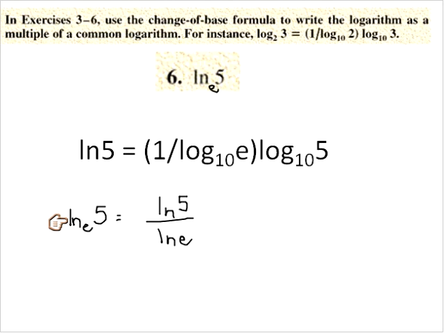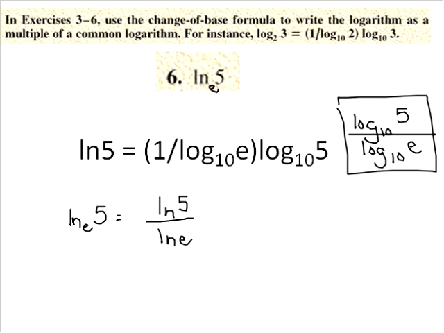Now, how the change of base formula is going to work is you're going to split this up into two different parts. Your numerator is going to be the natural log of 5, and your denominator is going to be the natural log of your base, which in this case is e. And you can work that out with log too, so you'd be left with log base 10 of 5 over log base 10 of e. So either one of these is acceptable for your answer using the change of base formula.